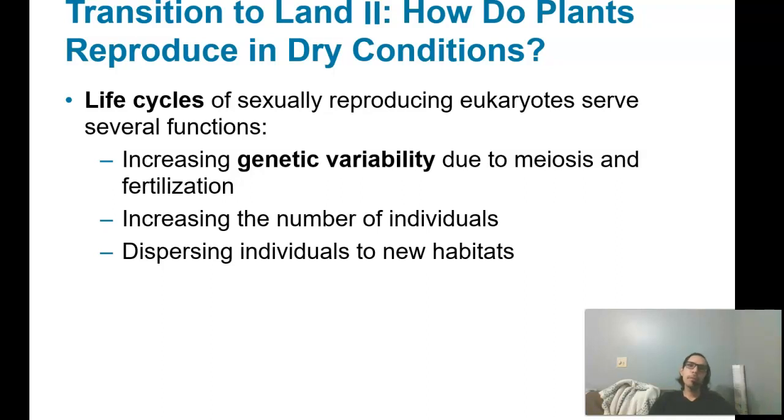Okay. So life cycles of sexually reproducing eukaryotes serve several functions. They increase genetic variability, they increase the number of individuals, and they allow for the dispersal of those individuals into new habitats.